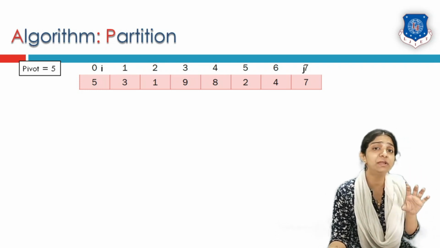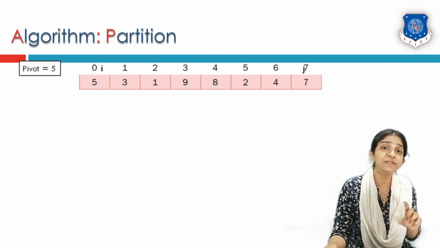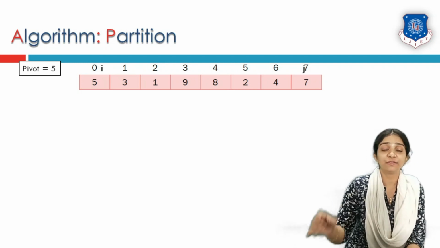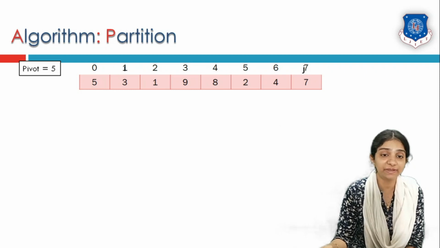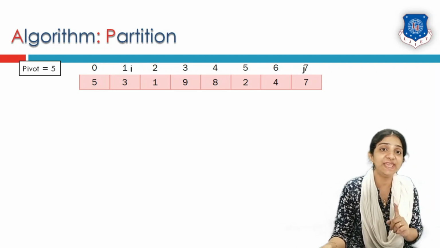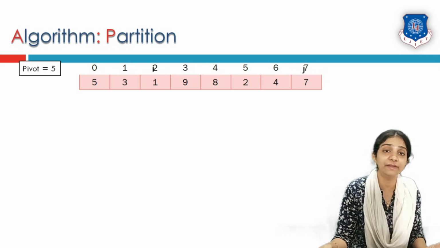Now we will first compare the element at i with the element at j. The element at i must be lesser than or equal to our pivot element. So is 5 lesser than or equal to 5? Yes, i is incremented. Now 3 is compared with the pivot element. Is 3 lesser than or equal to 5? Yes, then i is incremented.